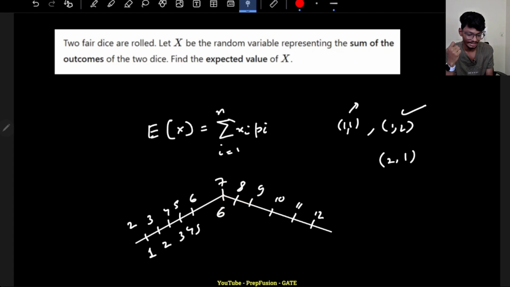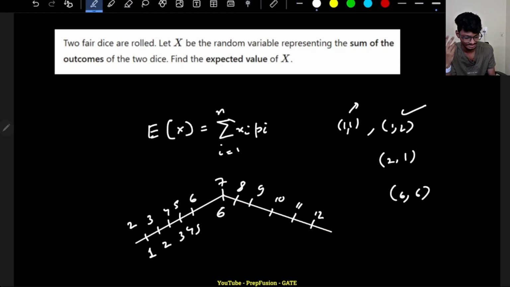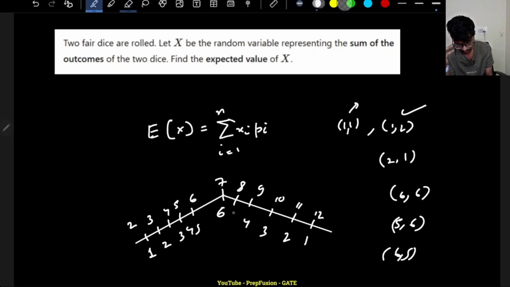How many ways can you get 8? There are 5 ways. Now let's come to the last one. How many ways can you get 12? There is only one way, right? If both rolls come as 6 and 6, there is only one way. Again, how many ways can you get 11? Either 5 6 or 6 5. So this is 2, and they just form a pattern, and this will be 5. So this is how you remember it.